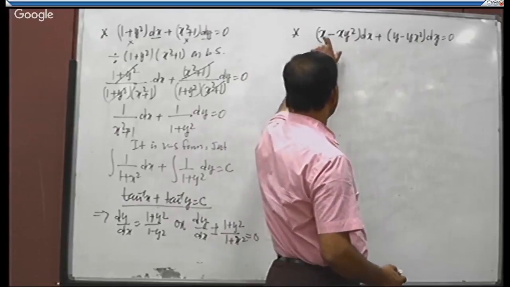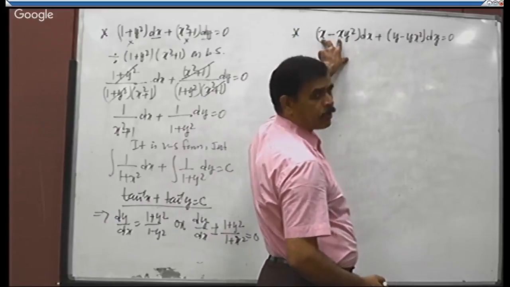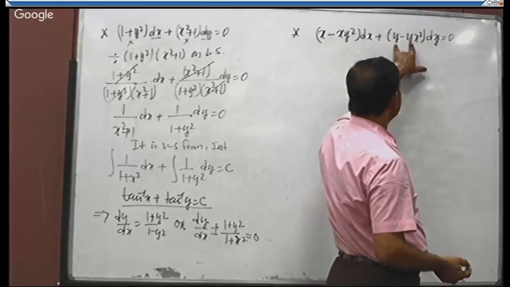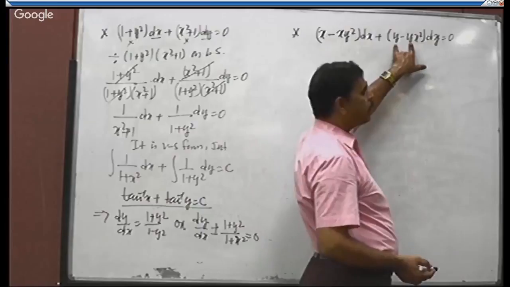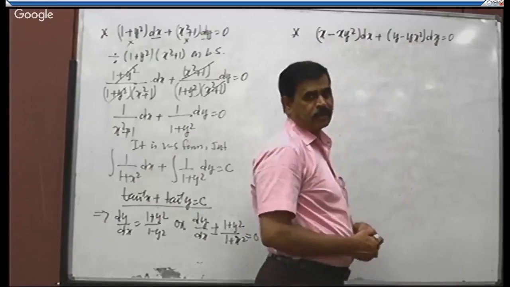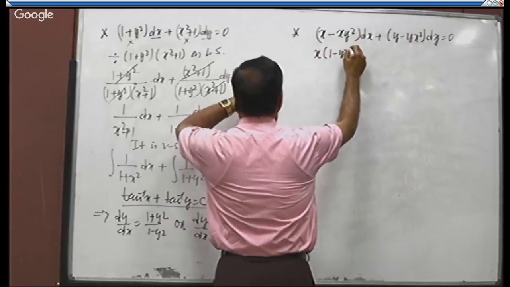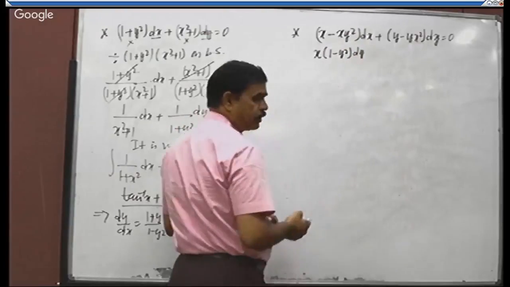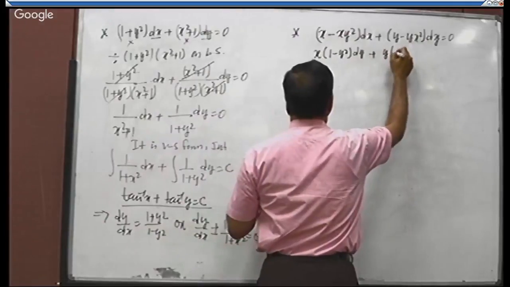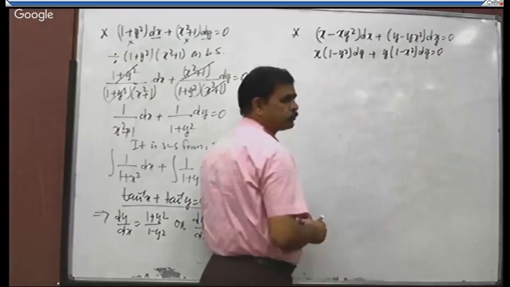By looking into the problem, see the first one. What is there? x − xy². So x is common. Can you take x separate? You can take it as common. Here also y and y is there. You can make it separate. If I take y common, you will be getting 1 − x², right? The problem is reduced to x(1 − y²) dx + y(1 − x²) dy = 0.